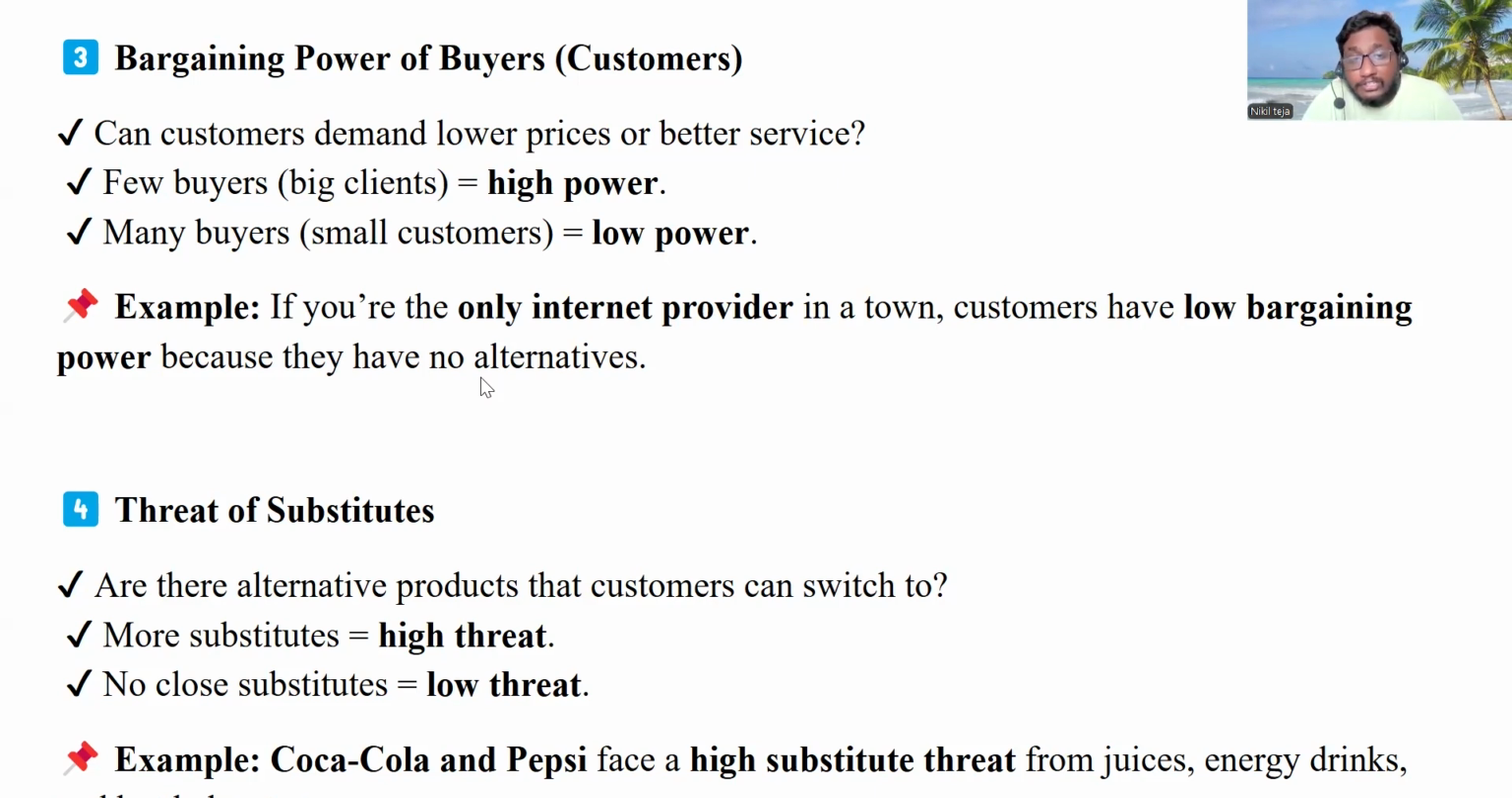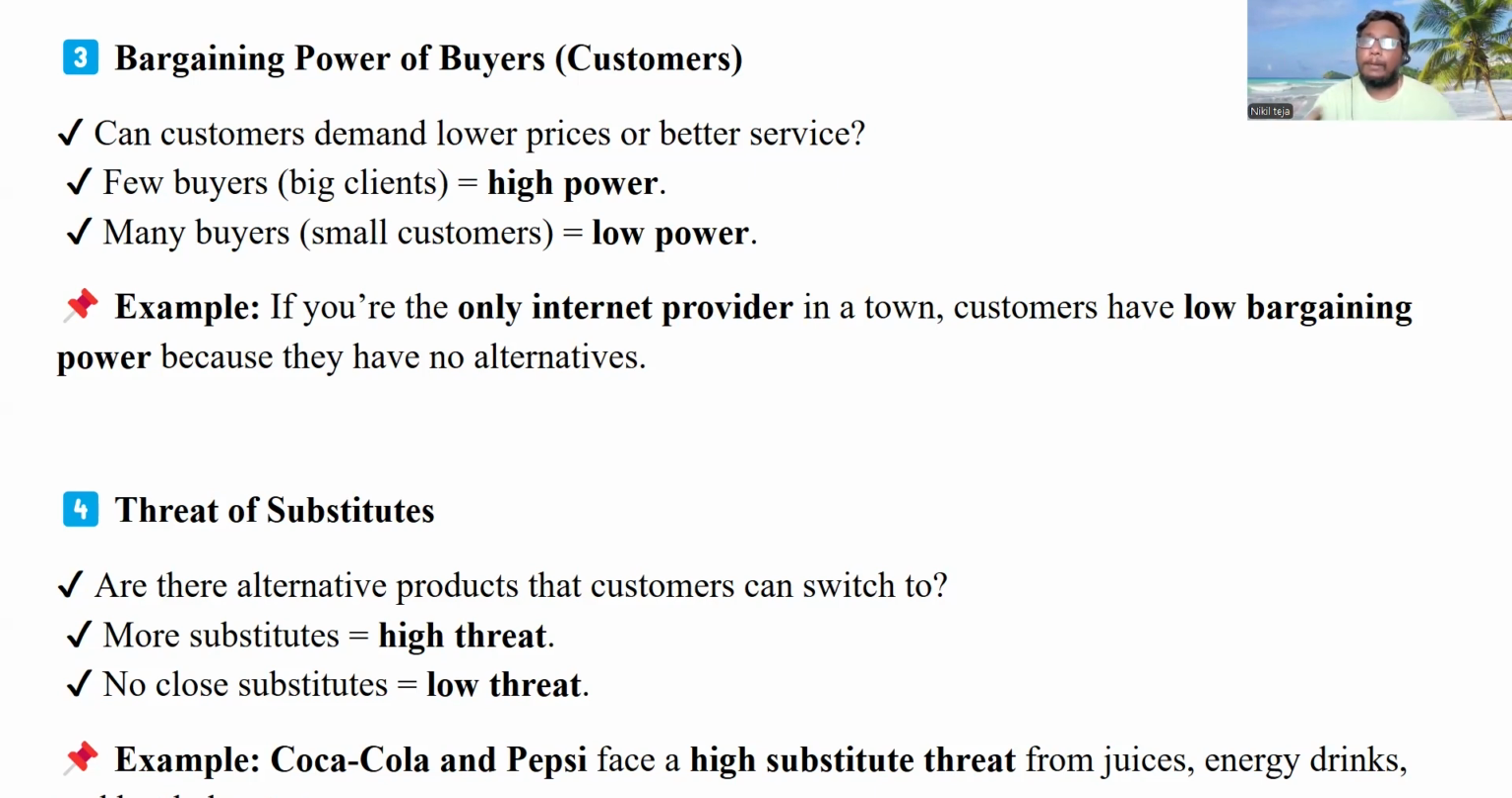Are there alternative products that customers can switch to? More substitutes, high threat. No close substitutes, low threat. For example, take Coca-Cola only. Coca-Cola, Pepsi, Thums Up, these cold drinks are there, right? For them, the substitute product is coconut water or some juices or some energy drinks. These are the substitutes. These are not the direct competitors.